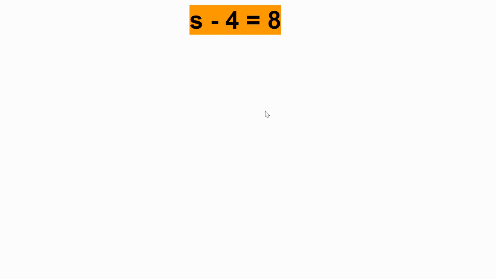Also, here's an example for subtraction. So we have s minus 4 equals 8. We'll add 4 to both sides. That's the inverse operation. The opposite of subtraction is addition. And when we do that, negative 4 or minus 4 plus 4 would just give us 0. So we'd bring down the s, and then 8 plus 4 equals 12. Awesome. So s equals 12.